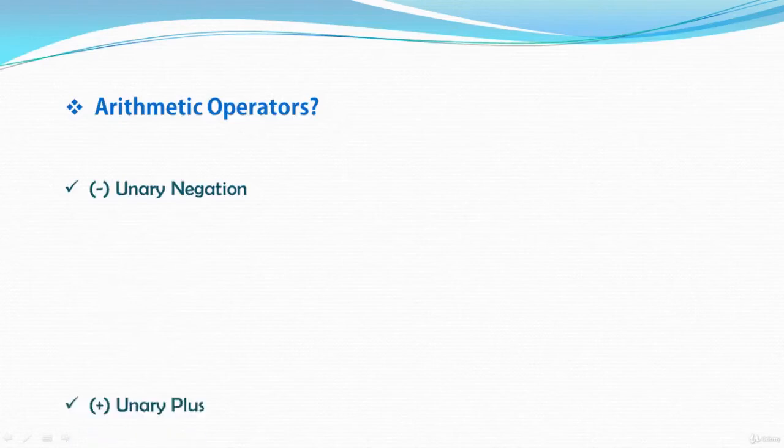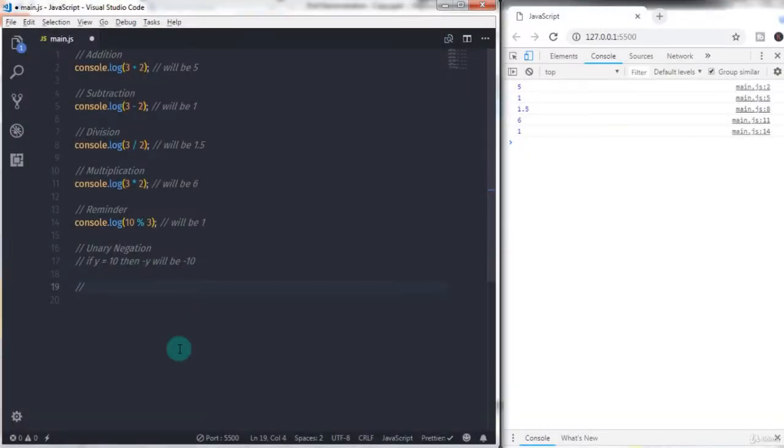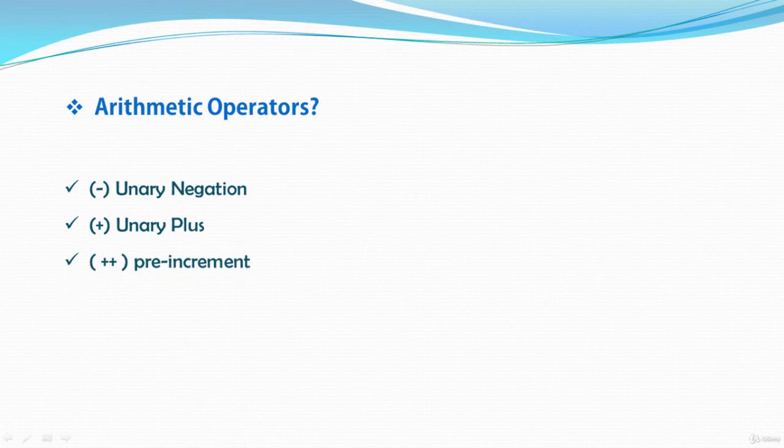Next, unary plus. It is plus y. It means if y is equal to minus 10, then plus y will be 10. This operator evaluates right to left. Next, pre-increment. Pre-increment is used to increment a value by 1 and evaluate to the new value. This operator evaluates right to left. Then we have post-increment also. Post-increment is used to increment a value by 1 but evaluates to the value of y before the increment. This operator evaluates right to left.